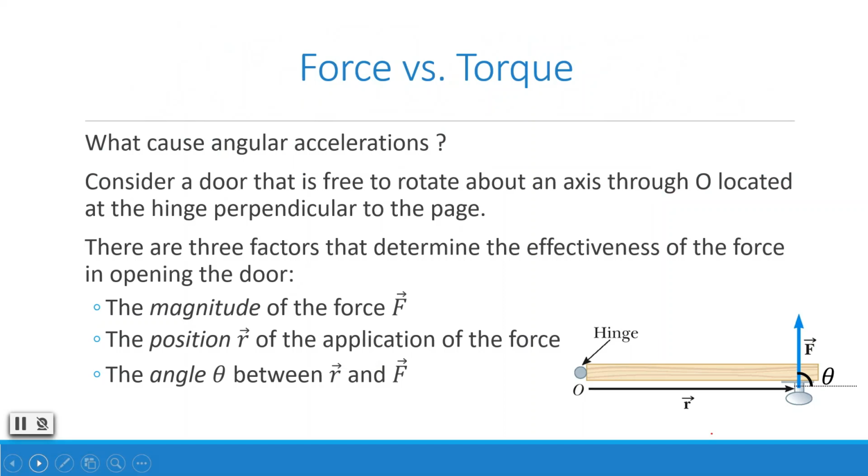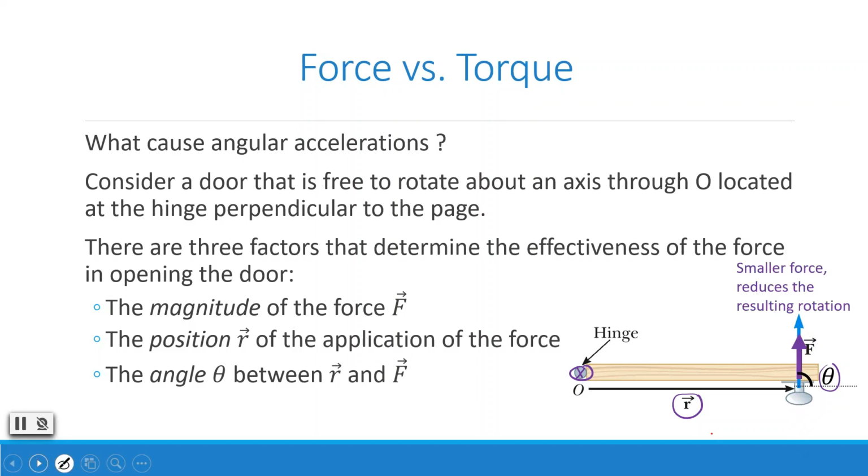So picture that you have a door here. This door is a top-down view. Your hinge is the axis of rotation, and you apply a force at some distance. This position vector R is often called the lever arm. We think of simple machines, you have levers. And the angle at which you apply the force, those are the values that are going to matter.